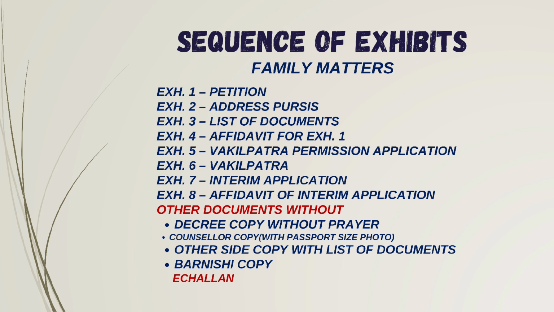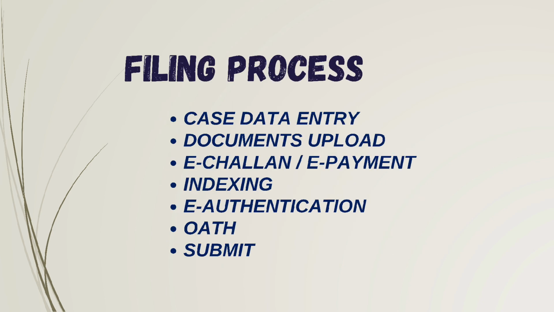Paste a passport size photo on the petition and also on the counselor copy. So counselor copy need not be signed and dated, and give other side copy with list of document. The Barnishi copy must be like the first page of petition, then the prayer page, and then name, address, enrollment number and contact number of advocate, then the e-challan. Again, these are the 7 steps of filing process.